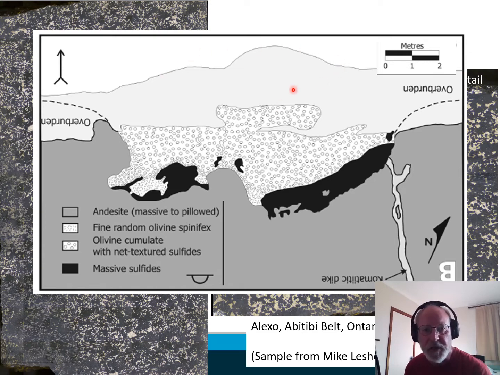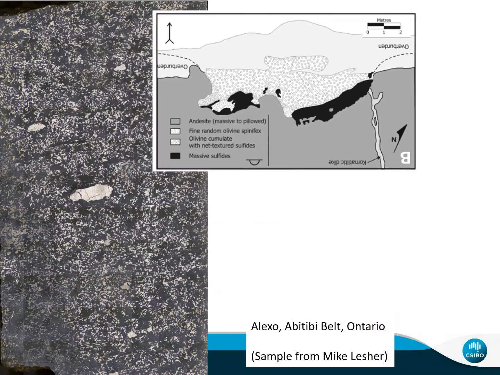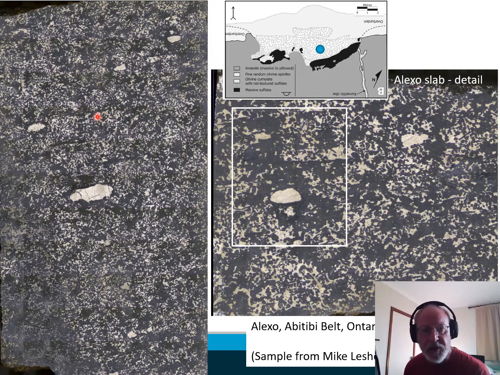This is a cross section through the Alexo ore body. This is the footwall rocks. This is an andesite which sits underneath it. The black stuff here is massive sulfide. The dotty stuff here with a little circular symbol, that's net textured sulfide, and then sitting above it is the komatiite flow with a little bit of disseminated sulfide in it. So now let's have a look at what the net textured ore looks like.